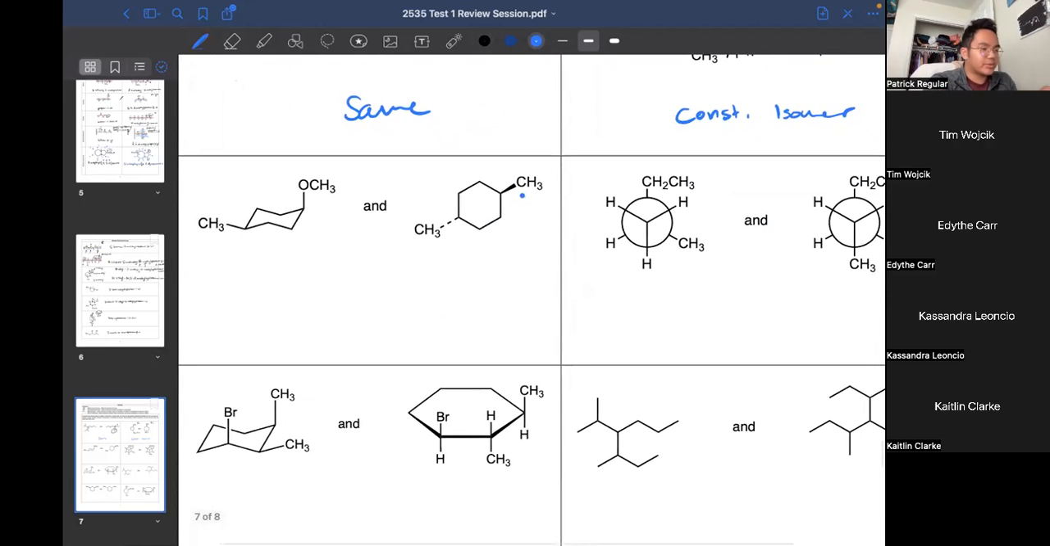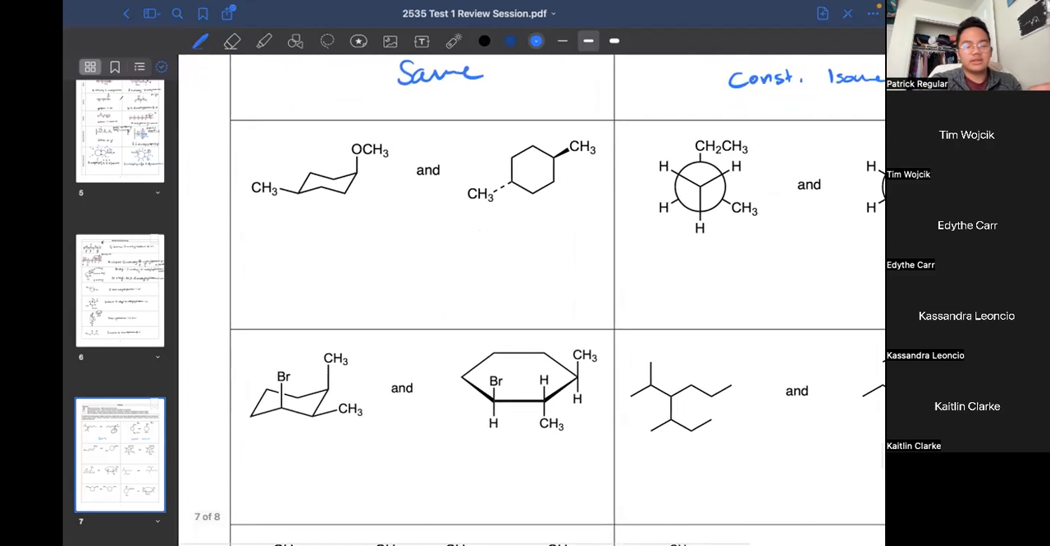Let's move on to this one. Are these the same, different stereoisomers, or constitutional isomers? They're different compounds. This one has an oxygen, this one does not.